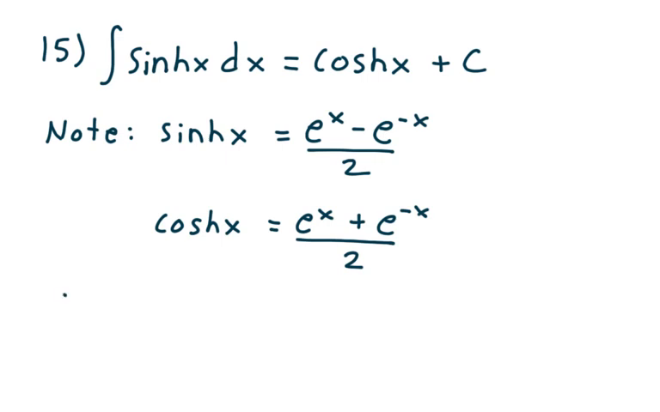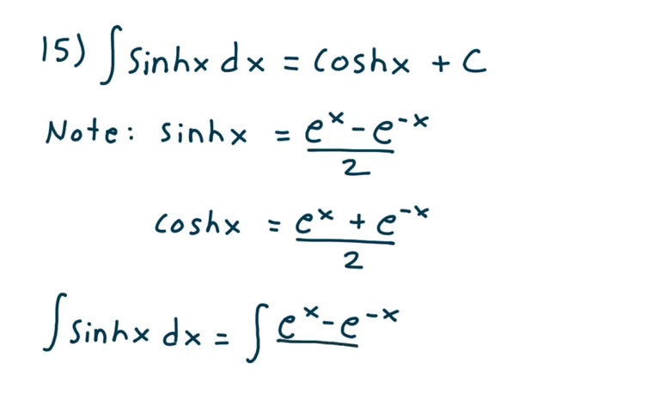So just a little bit of rationale here. When I take the integral of hyperbolic sine of x dx, what I'm really doing is taking the integral of e to the x minus e to the negative x over 2 dx. Now I could pull the 1/2 out in front. And so when I do that, I get 1/2 the integral of e to the x minus e to the negative x dx.